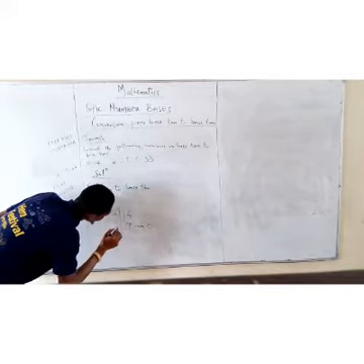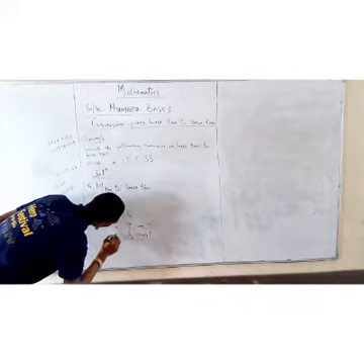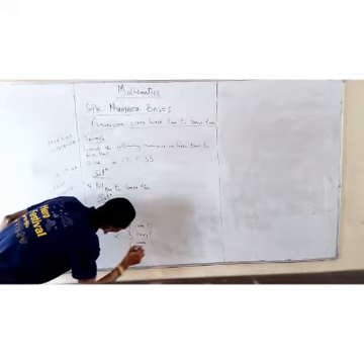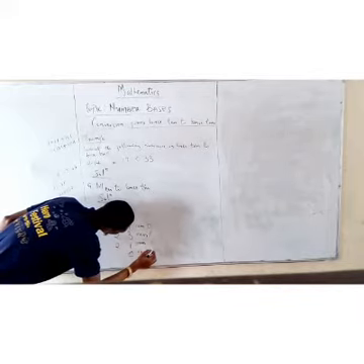The next one is 2. 2 in 7 is 3. Is there a remainder? Yes, the remainder is 1. 2 in 3 is 1. Is there a remainder? Yes, the remainder is 1. 2 in 1 is 0, is there a remainder? Yes, the remainder is 1, okay?